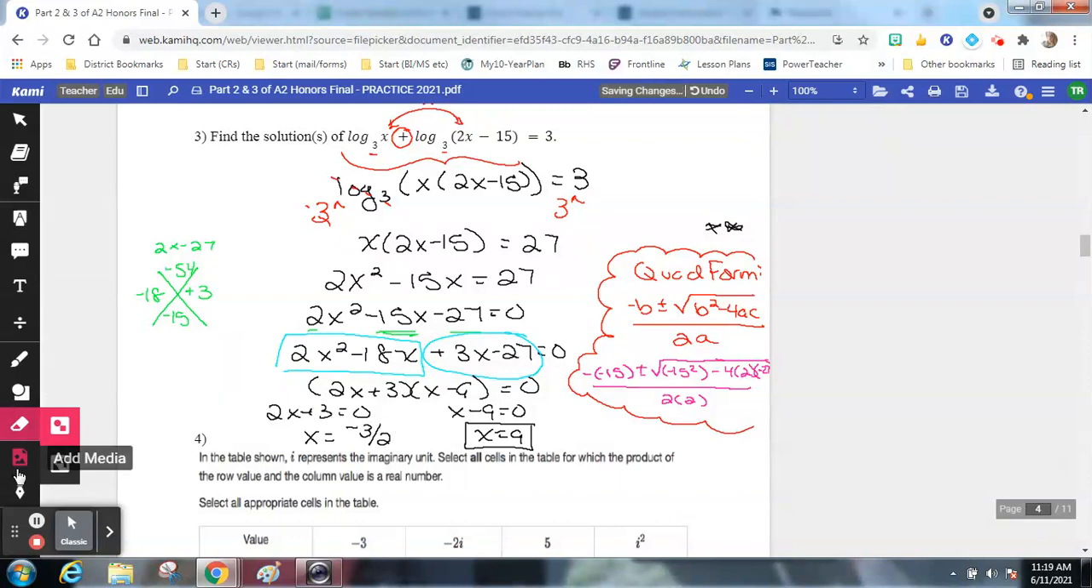So in fact, this is not one of my solutions. This is extraneous. So the only solution is x equals 9. Okay, so again, remember, you cannot have negative log values.